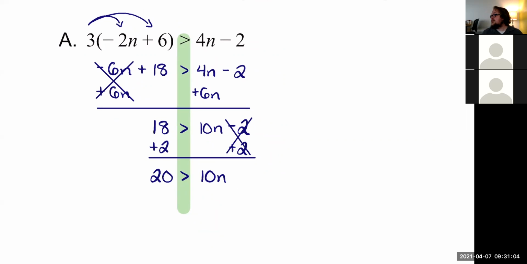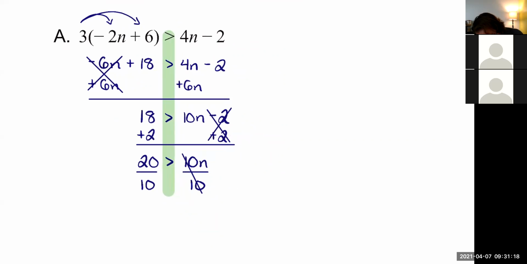Where's the variable? That 10 needs to split off of that variable. It's currently being multiplied. So we do the opposite, which is division. So 20 divided by 10 is going to give me 2, is greater than 10 divided by 10 simplifies to 1, which is why we're then able to hide it next to our variable. And I'm excited because my variable is now by itself.